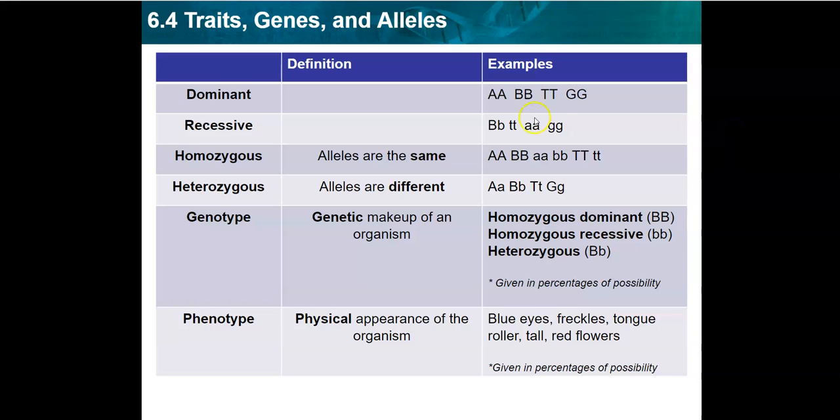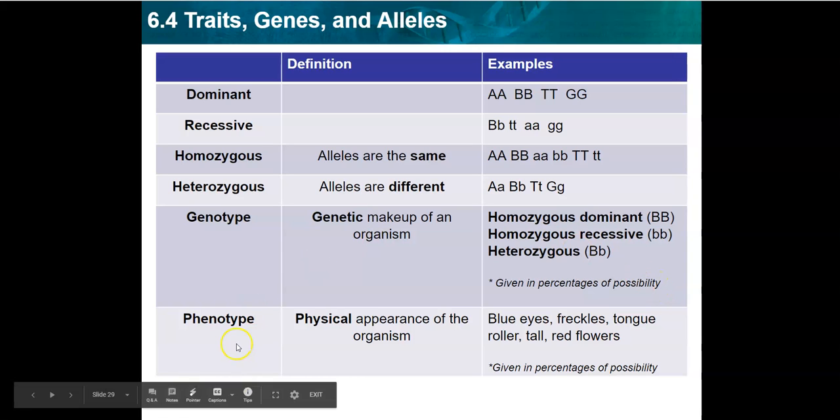Here we can see all of these terms that we just talked about, the dominant and the recessive, and then examples: homozygous, heterozygous, genotype, the genetic makeup. This is what that would look like, and we're going to give those in percentages of possibilities. And then the phenotype, the physical appearance. This could be blue eyes or freckles or tongue rollers, tall plants, red flowers, and we give those in percentages as well.